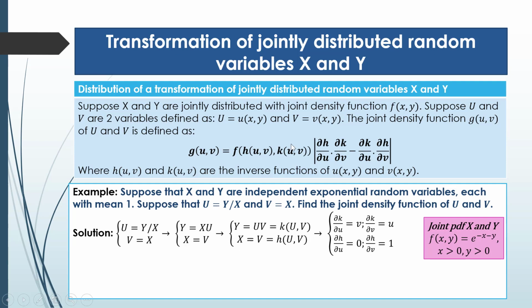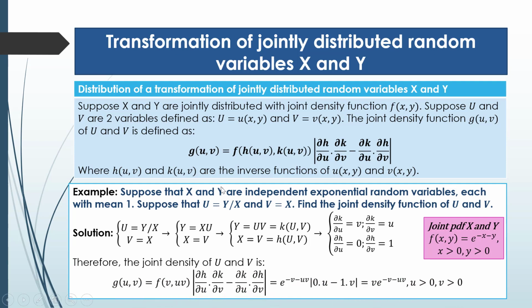So now we're going to apply the formulas because we have got everything we need to find the joint PDF of u and v. First, f of h of u,v and k of u,v is basically f of v, uv, and then the Jacobian determinant. f of v, uv is e to the negative v minus uv. So we basically replace x by v and replace y by uv. And the Jacobian leads to v because v is positive. So the joint density of u and v is v e to the negative v minus uv, where u is positive and v is positive.